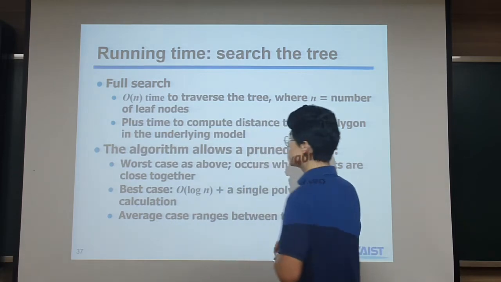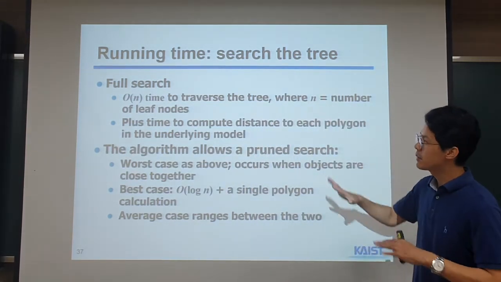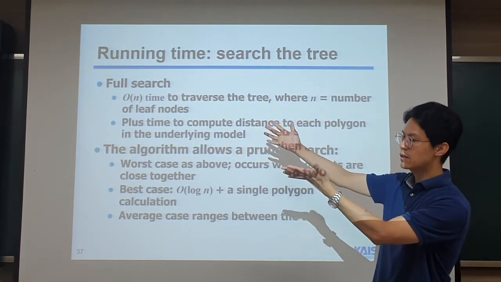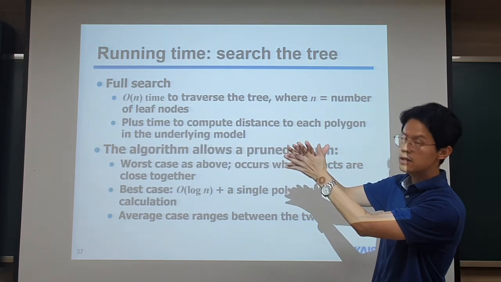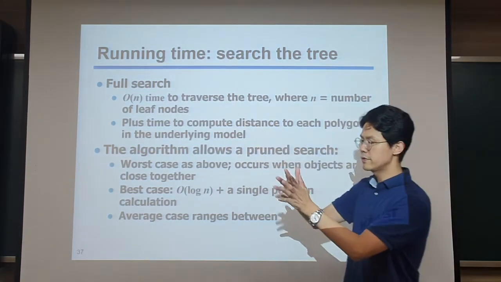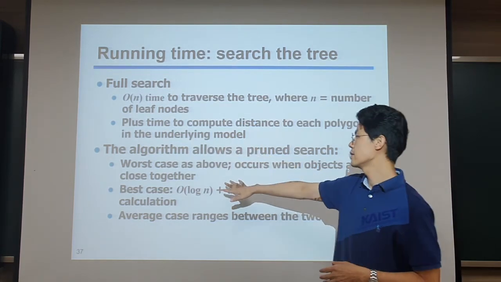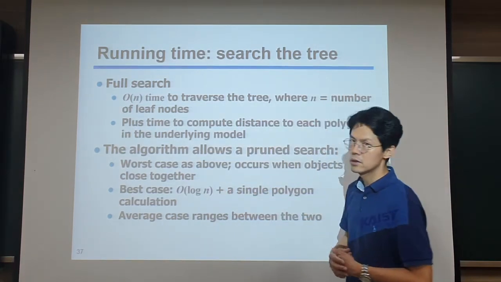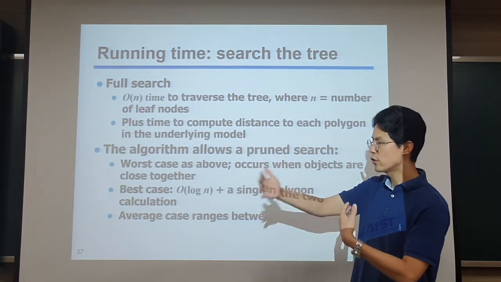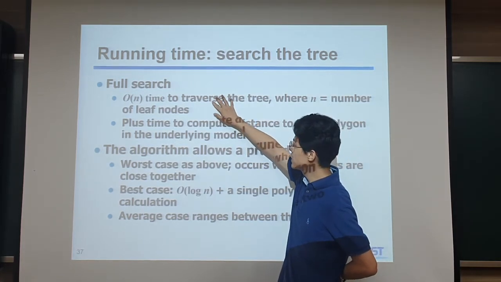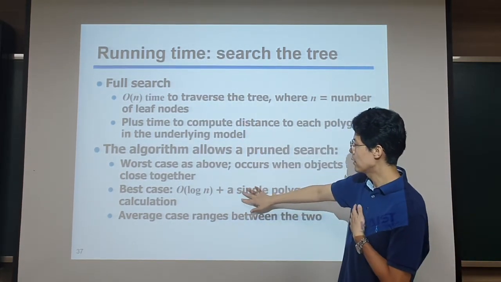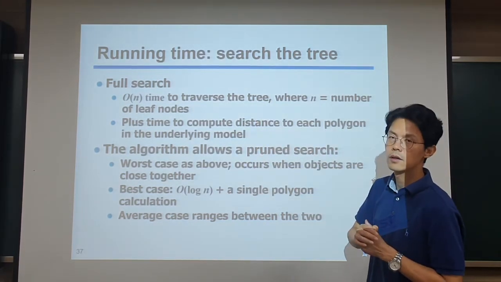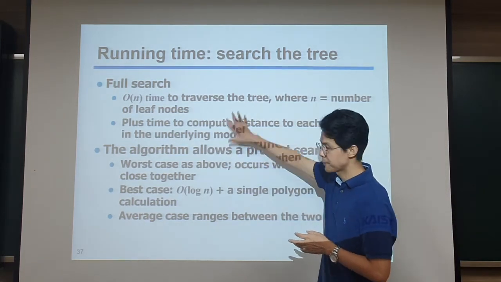But usually this runtime cost varies a lot depending on the geometric shapes. For example, if these two objects align very closely, we might have to do the full search. But if the objects are located very far away, then traversing just one branch might be enough, then log n. So depending on the geometric configuration between two objects, in the worst case it is big O of n, in the best case log n, and the typical runtime happens between them.